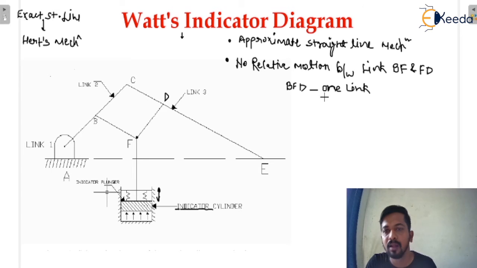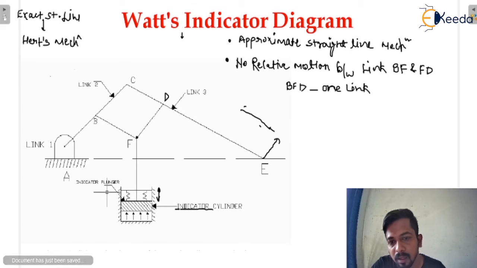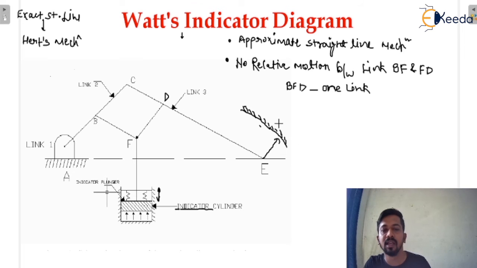Okay. So this is complete one link, and there is another link that is CE. There is a pointer which is attached to the scale in order to get the reading. So this is basically a scale, and this is the free point E. So there is CE, another link, and that is BFD, another link. So there are BFD and CE. Two levers are there.